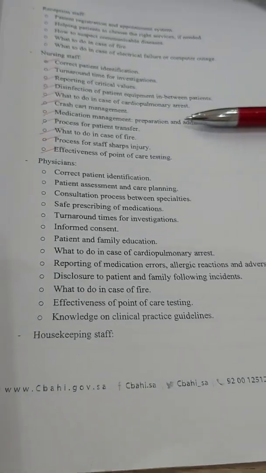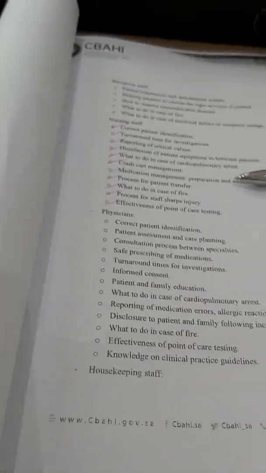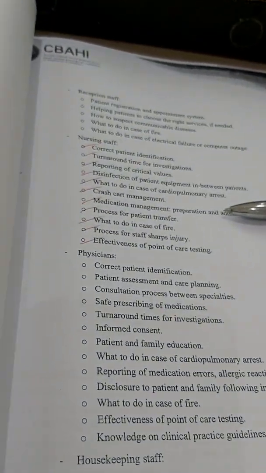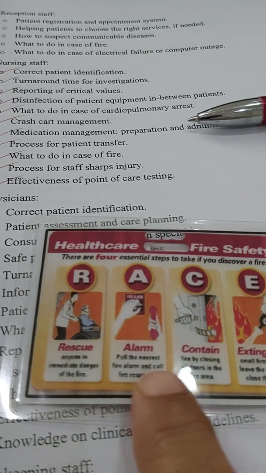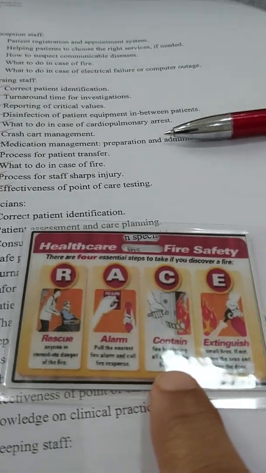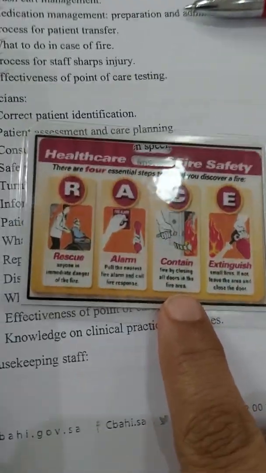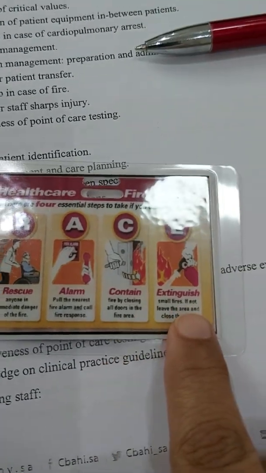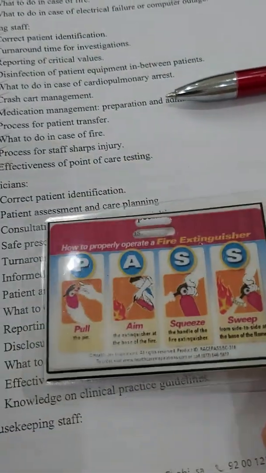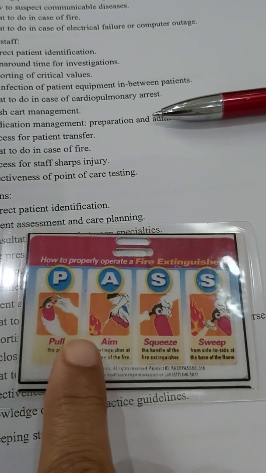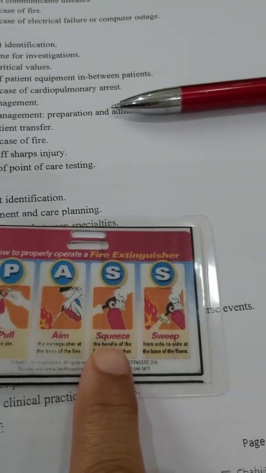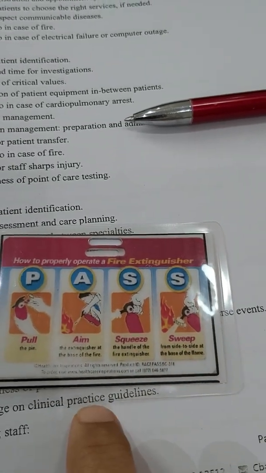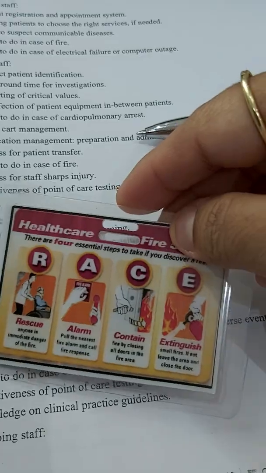Of course, you all have the card that you're wearing with your ID, and we start RACE and PASS. RACE is rescue, and then alarm, and then contain, where you try to close the window and stuff something under the door, and then you try to extinguish. You extinguish by using PASS. You pull the knob, and then you aim towards the fire, and then you squeeze and swipe. So that's RACE and PASS.